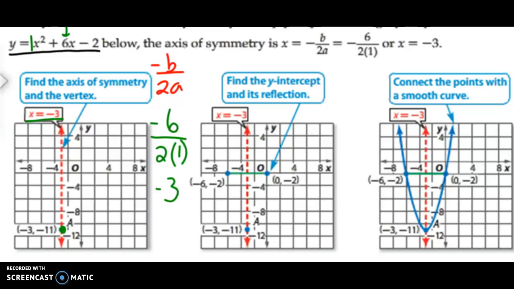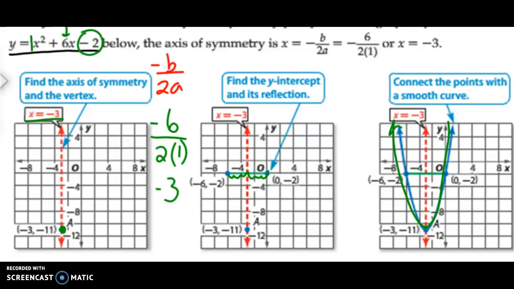Next point I find, since my axis of symmetry is not the y-axis, I can find out what my y-intercept is, and that's actually going to be negative 2. So I go over and I find 0, negative 2 right there. And you'll see that it's 1, 2, 3 units to the right. So I count 1, 2, 3 units to the left. I find my other point. And since I know that, I can just connect my dots.